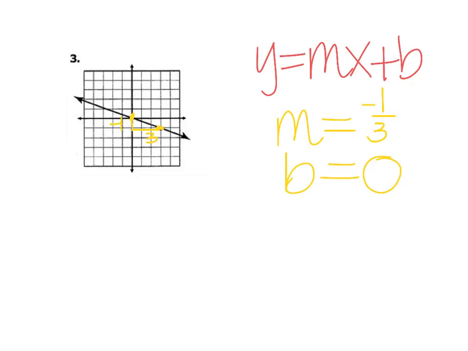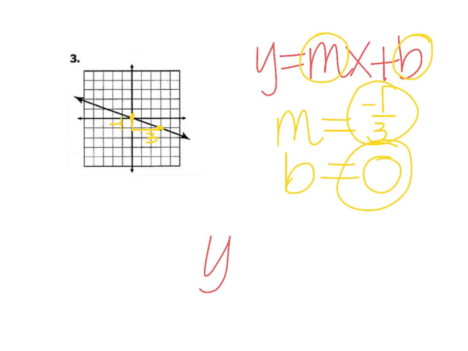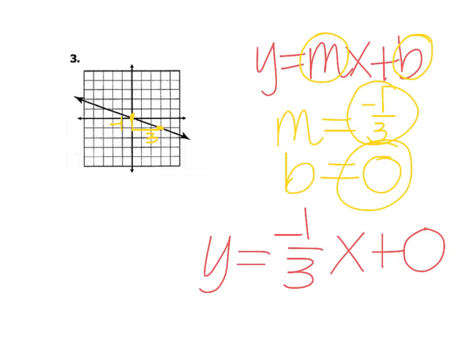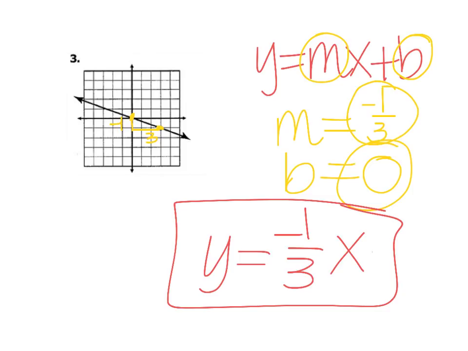-1 over 3. Then we want to take our m and plug it in for m, take our b, plug it in for b. We write y equals, and we leave our x exactly how it is, plug in our m, and plug in our b, plus 0. All right, now we don't ever have to write plus 0, so we can erase that. We don't need to write plus 0. And our equation of the line is just y equals -1/3 x.